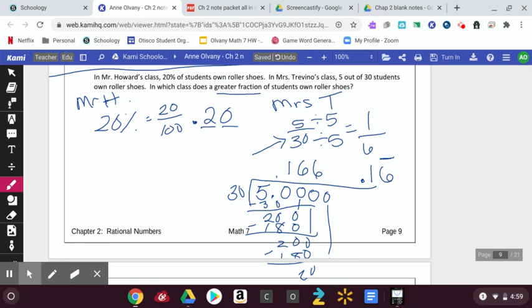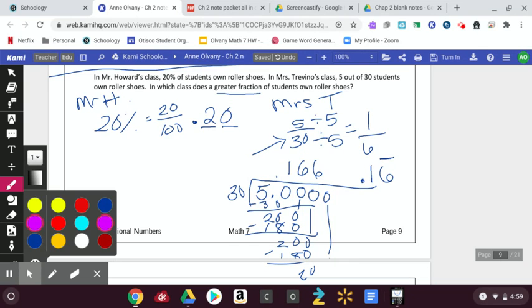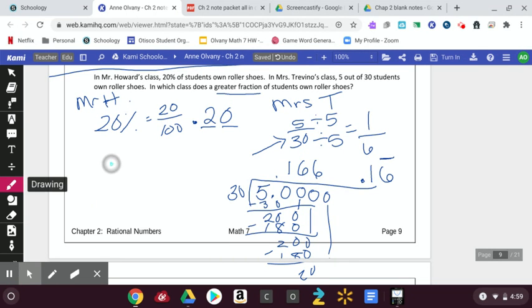I'm going to line these up to decide which one is the greater fraction. I like this blue. So I have 0.20 and 0.16. I'm only going to put one of the 6's right now because that makes them the same length, and I can only compare them straight up if they're the same length. So I have 16 hundredths and 20 hundredths. Which is greater? 20 hundredths.